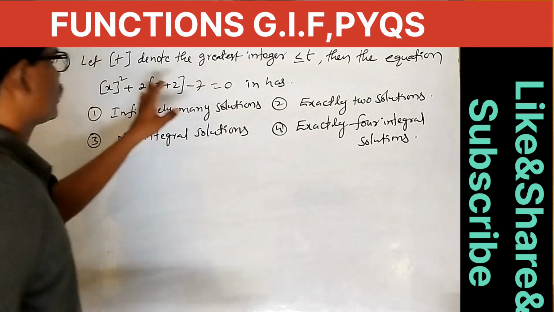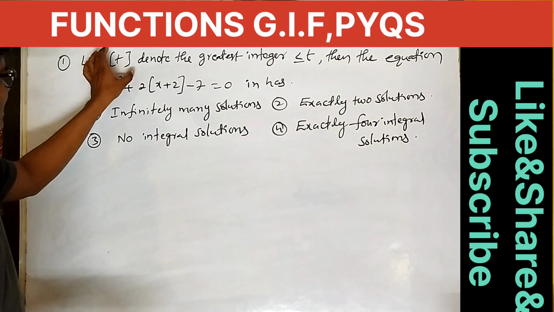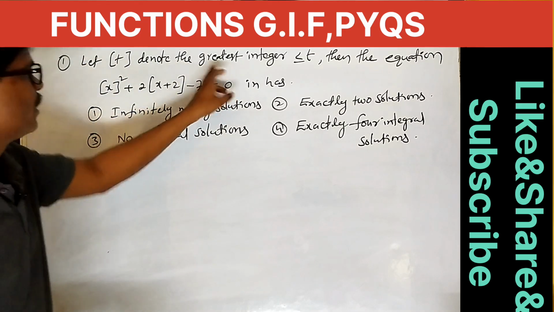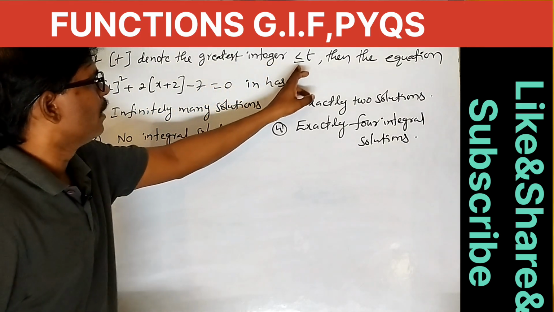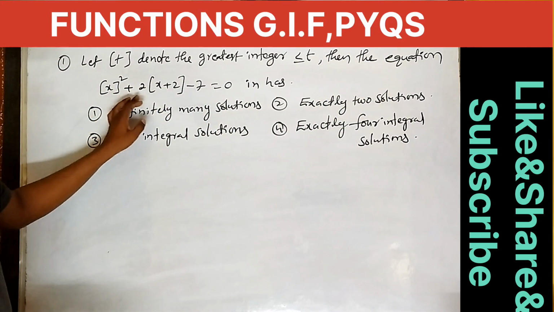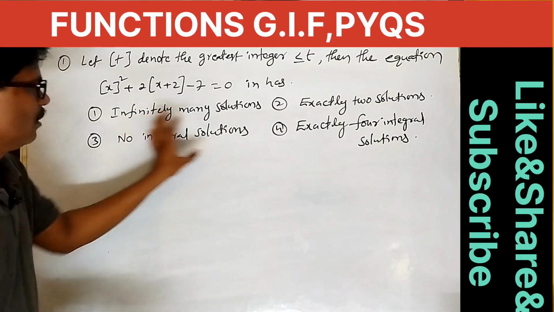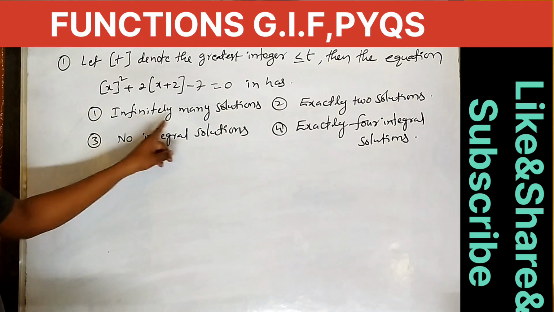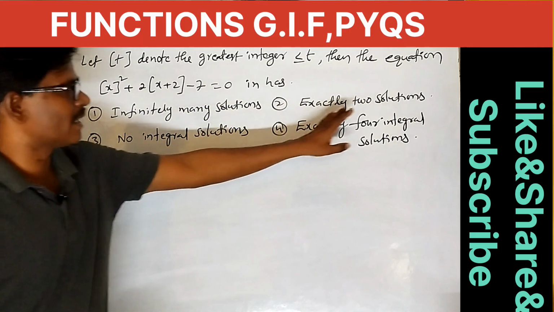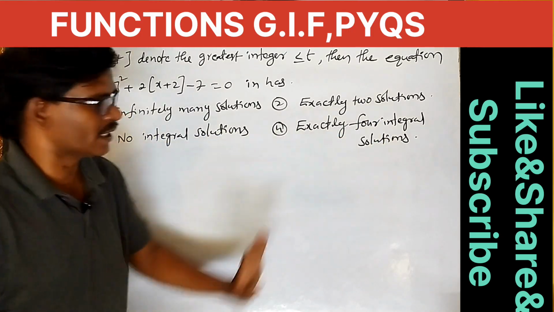This is the model question, a previous question. Let the greatest integer of t denote the greatest integer less than or equal to t. Then the equation step x whole square plus 2 into step of x plus 2 minus 7 equal to 0 has. Which option is the correct one? First option is infinitely many solutions, then exactly 2 solutions, no integral solutions, and exactly 4 integral solutions.